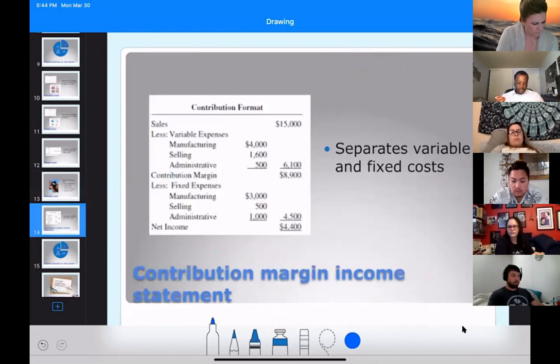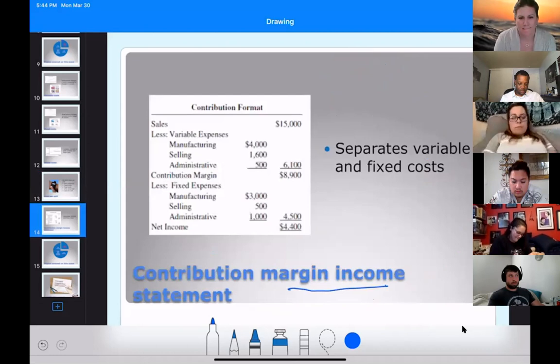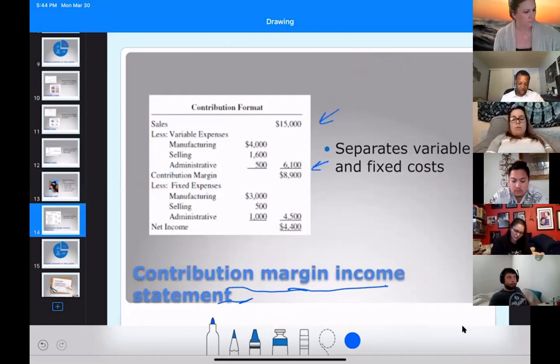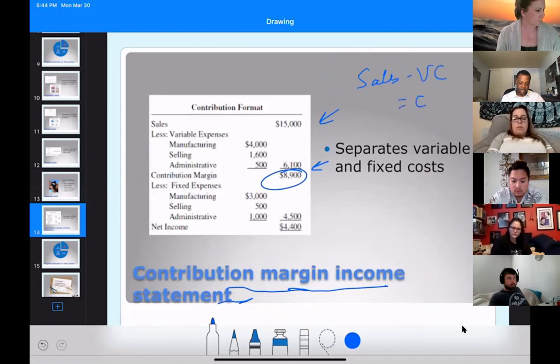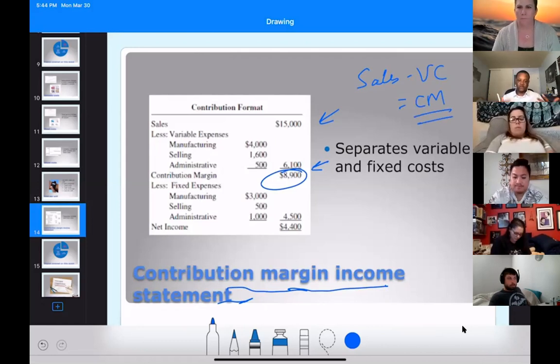And all this leads us to this contribution margin statement. What we're doing is looking at our sales less our variable expenses to get our contribution margin. So your sales minus variable costs equals your contribution margin. And as we'll see when we get into chapter 7, like we do in 8, we do a lot of fancy things with the contribution margin.